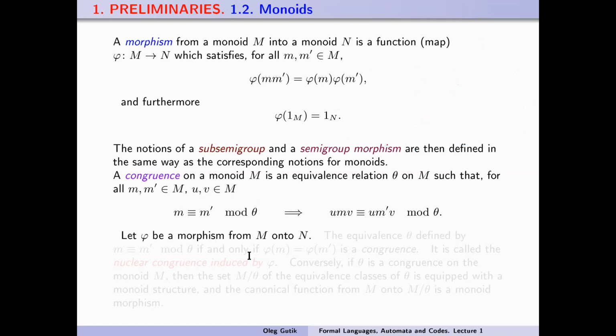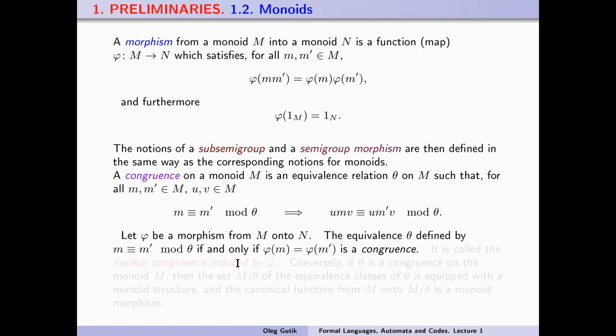Suppose phi is a morphism from monoid M onto monoid N, and the equivalence relation theta is defined by: m is equivalent to m prime modulo theta if and only if the image of m and the image of m prime under the homomorphism phi are equal. This is a congruence.